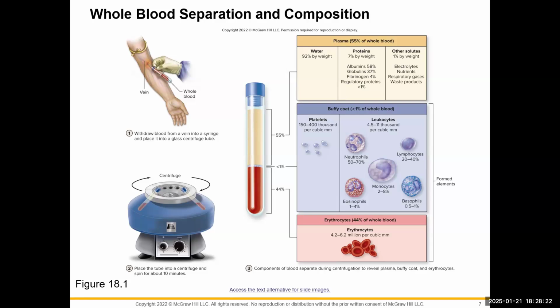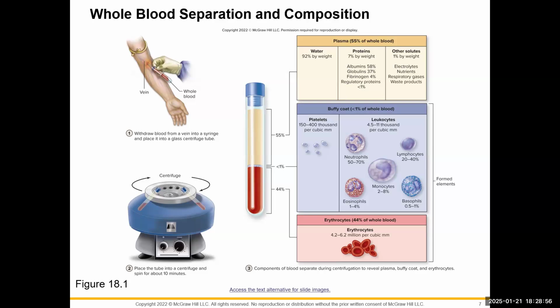If you notice, we have three subcategories for what's in the plasma: water, proteins, and then other solids. Notice that water is 92%. That's quite a bit. So the remaining 8% is going to be comprised of proteins and then our other solids. We'll go through some of these structures. If you look, our proteins, we have albumins, globulins, fibrinogen, regulatory proteins, which we'll get into. And then our solids is pretty much just everything else.